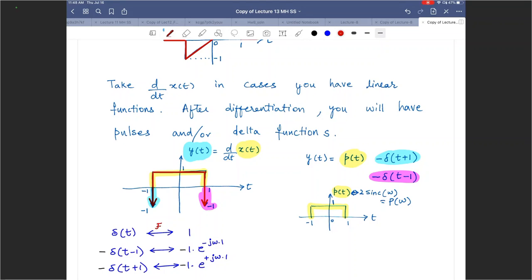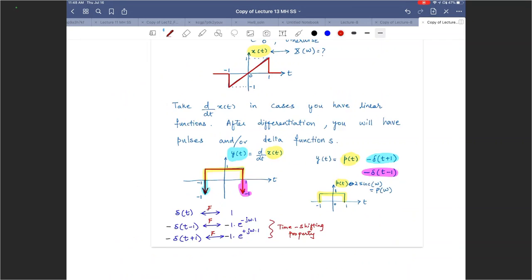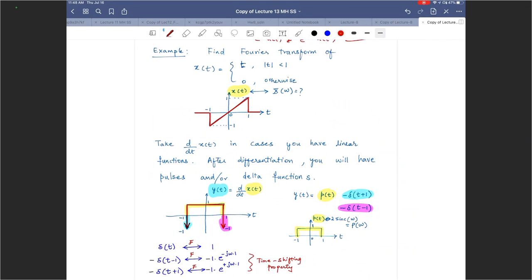Fourier transform, Fourier transform, Fourier transform. All I'm using is the time shifting properties. And of course, the Fourier transform of an impulse. Now, using that, I know the Fourier transform of y of t now, right?